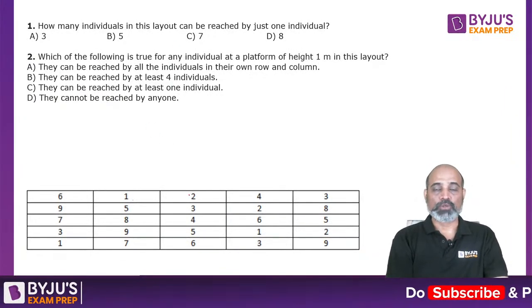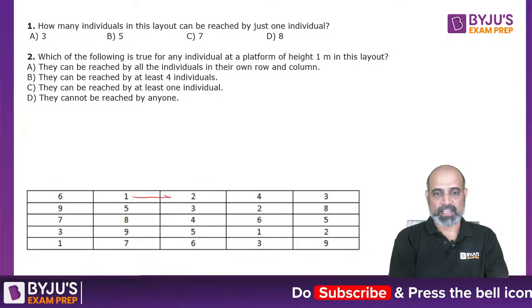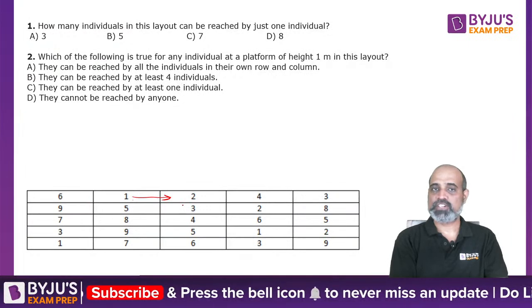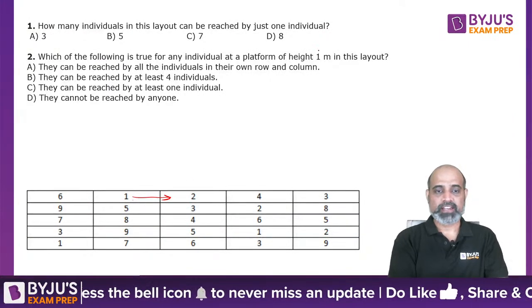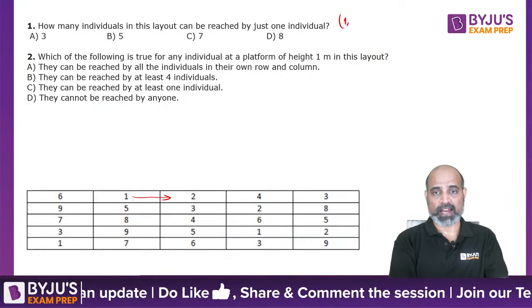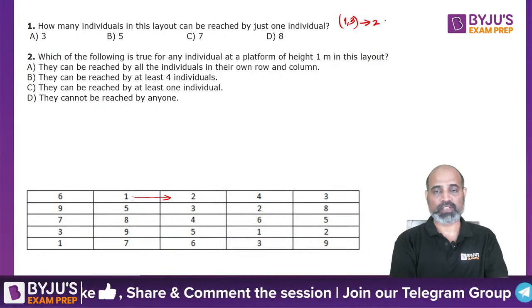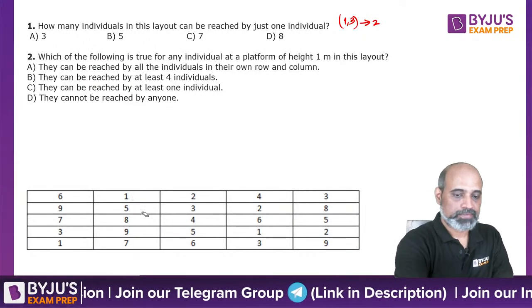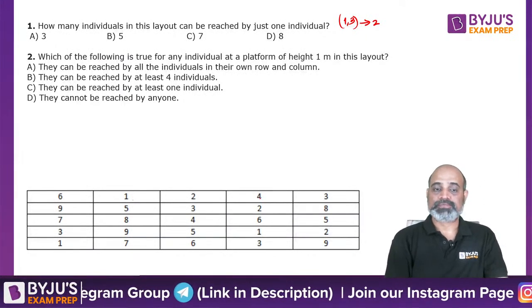Okay, what about 2? So this 1 can reach here, 3 can't reach, 4 can't reach, and this 6 can't reach. So there is only one guy who can reach 2. So we can say this is your first row and third column value, which is 2. एक बंदा मिला, right?